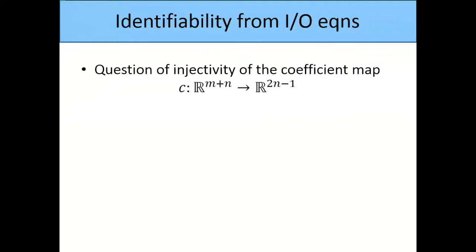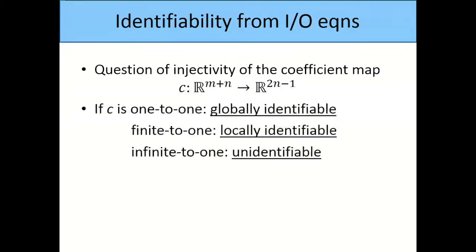More formally, identifiability is a question of injectivity of this coefficient map, which in our case maps from m plus n parameters, the number of edges plus the number of vertices, to 2n minus 1 coefficients. That was the number of coefficients of the characteristic polynomials of A and A1. If our map is 1-to-1, we say our model is globally identifiable. If it's finite-to-1, we say it's locally identifiable, and if it's infinite-to-1, we say it's unidentifiable.